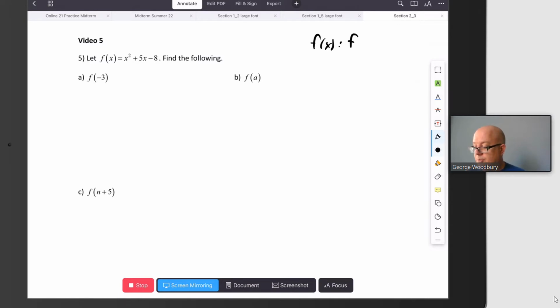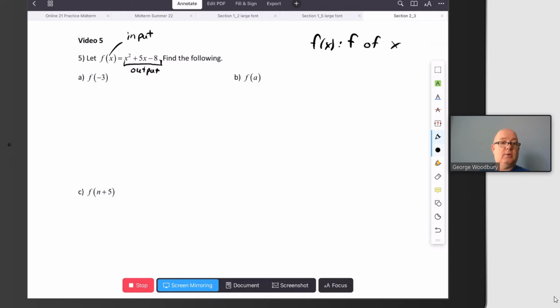In problem 5 it says let f of x, and by the way, f parentheses x, we read that as f of x. You want to think about function of x equals x squared plus 5x minus 8. This on the right hand side is a formula for the output when the input is x.